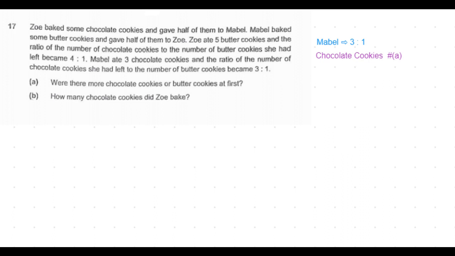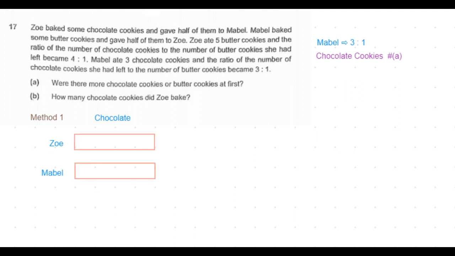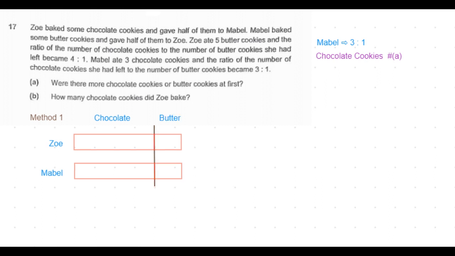Part B of the question is, how many chocolate cookies did Zoe bake? So we'll do this problem in 2 methods. The first method, let's draw a model. Zoe and Mabel had an equal number of chocolate cookies to start with. And they also had an equal number of butter cookies, which was made by Mabel.